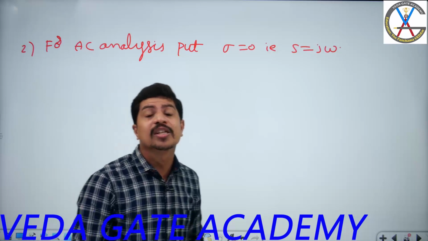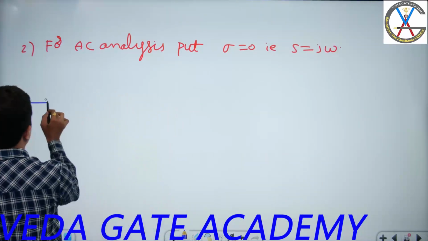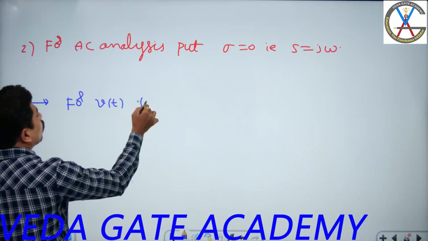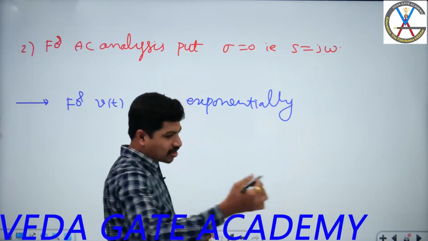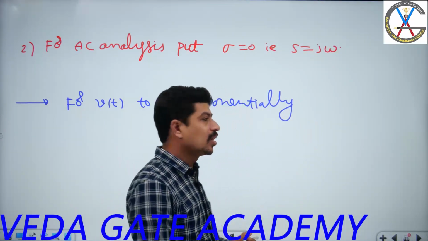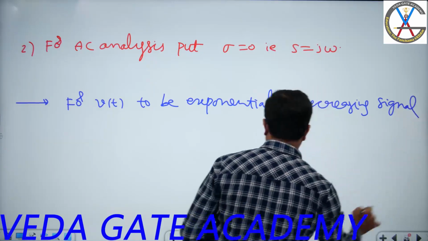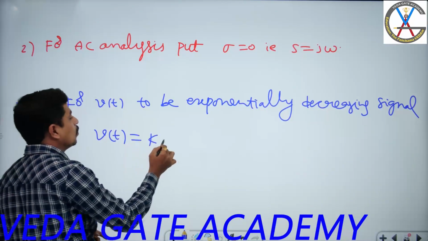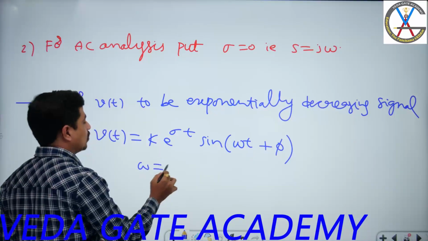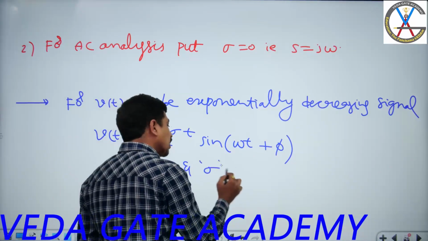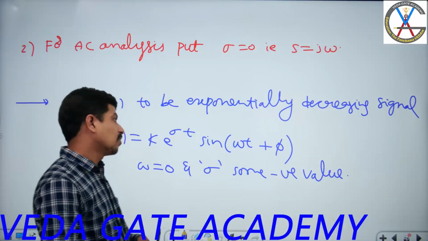Sir, I want an exponential signal. Yes, sir. The next one is for exponential. For v of t to be exponential, let's take exponentially decaying, because an exponentially increasing signal is an unbounded signal. Let's take exponentially decreasing. Then what is the v of t we have? K into e power sigma t into sine of omega t plus phi. Substitute omega equal to 0 and sigma some negative value. For exponential analysis you have to substitute omega equal to 0.